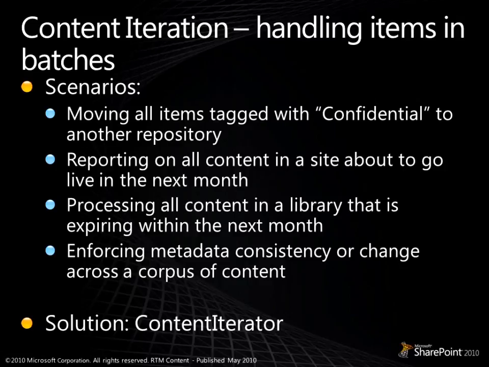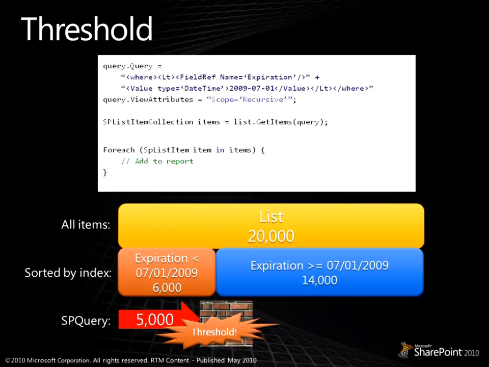The solution for item handling is the out-of-the-box content iterator functionality. We can and should actually use this model now not only for the large lists, but also for the smaller lists, since this way there's no way of running into these kinds of large list issues or throttling issues in the future if the data amounts increase unexpectedly.